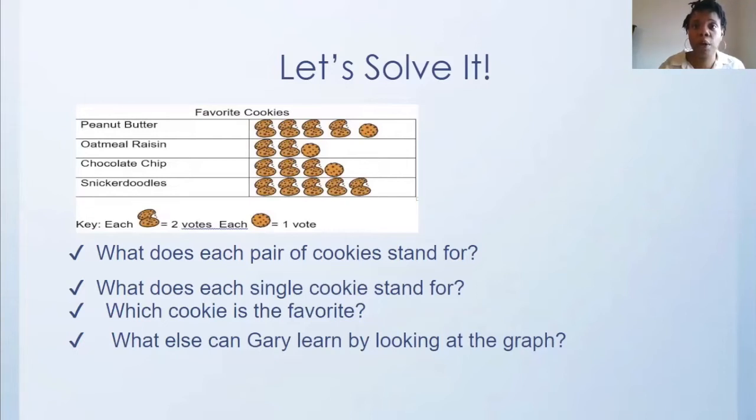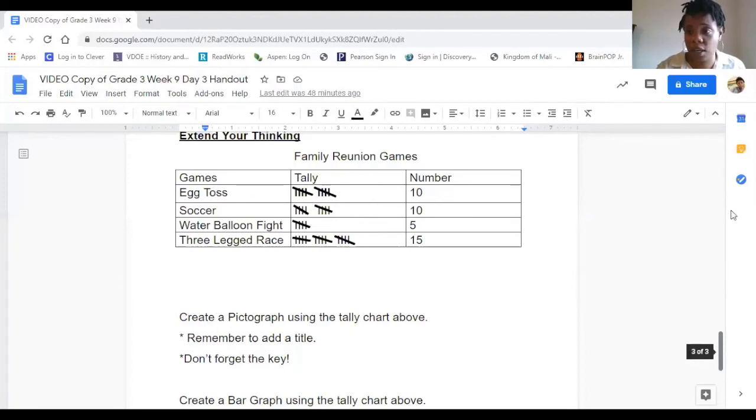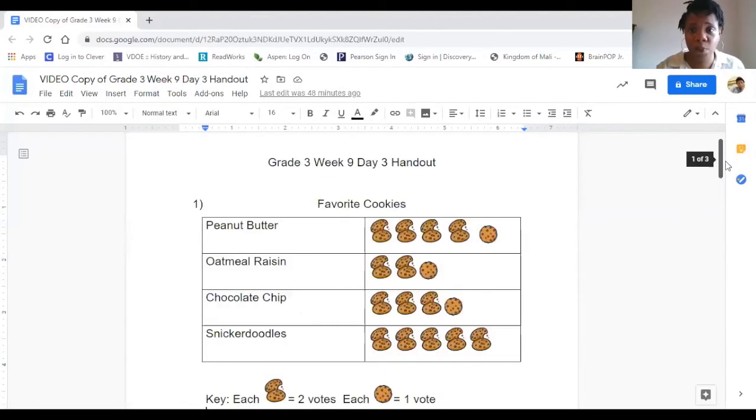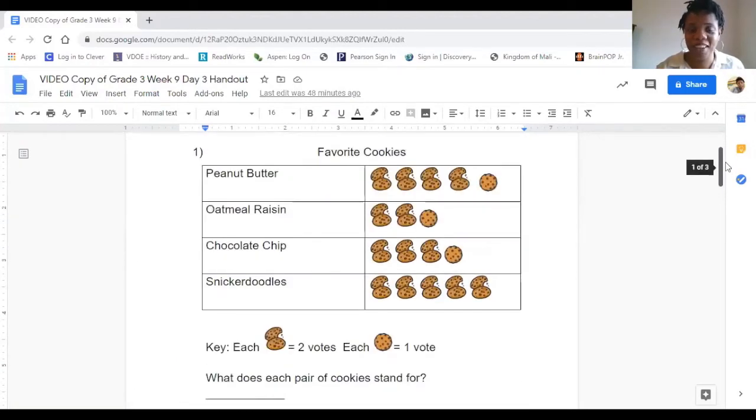So now we are going to go to our lesson handout. If you do not have today's lesson handout, that is okay. You can work with Mrs. Crawley. So I would like you to pause the video here and complete the questions for the favorite cookie pictograph. Once you've completed that, continue the video.